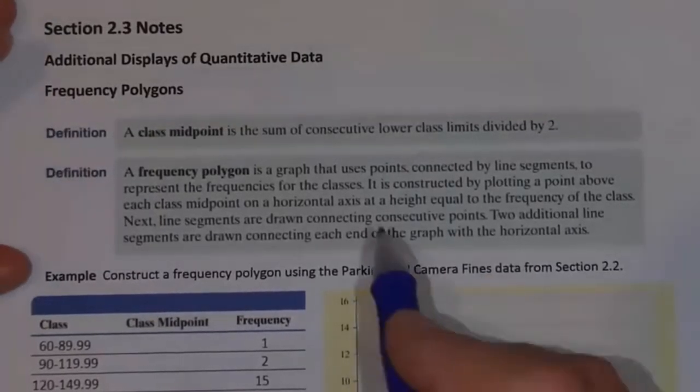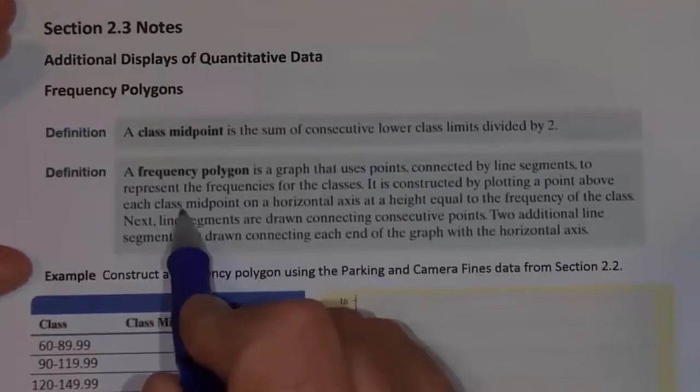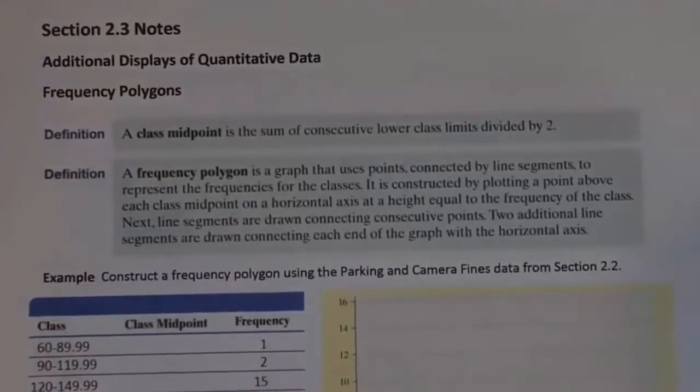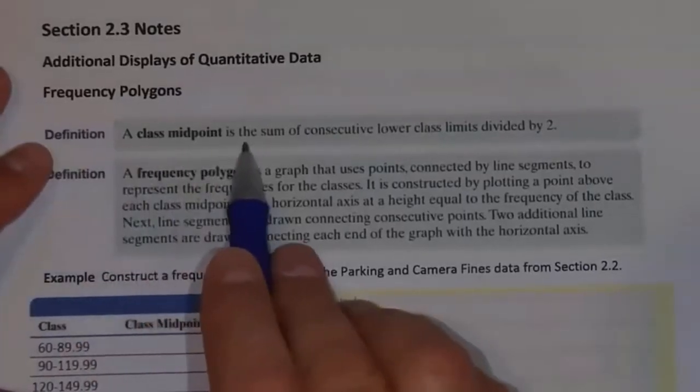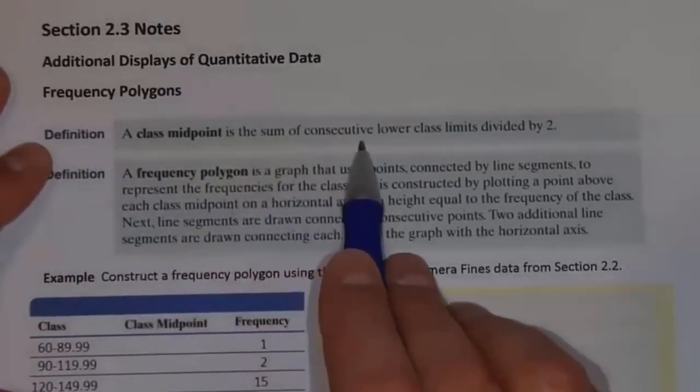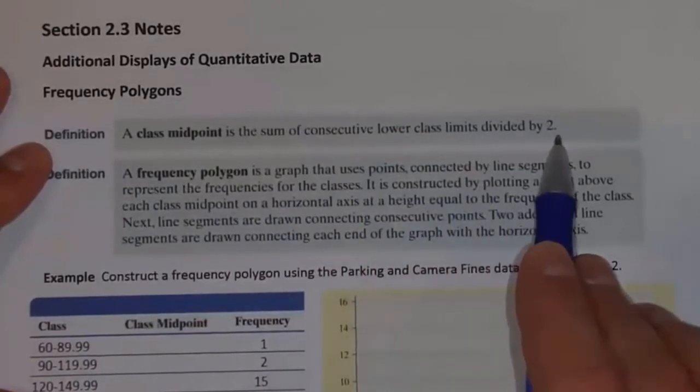Now, I use the term midpoints right here, so we need to define a class midpoint. In general, a midpoint means it's a value that's in the middle. And so the midpoint of a class is the value that's in the middle or the center of a class. A class midpoint is the sum of consecutive lower class limits divided by 2.